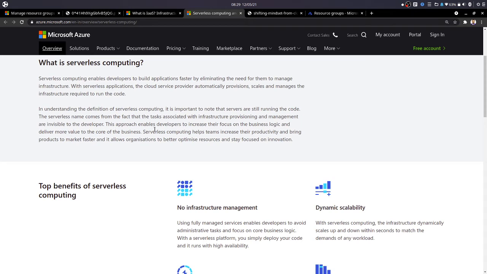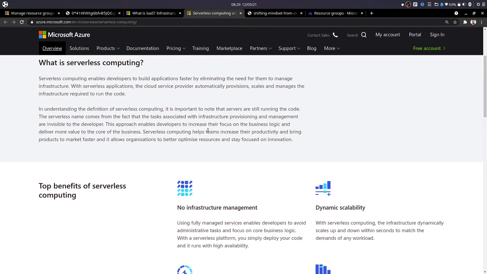This approach enables developers to increase their focus on the business logic and deliver more value to the core of the business. Once your attention shifts only to what you want to run, your code and your business logic, then you have more time to think about it. You don't have to think about infrastructure provisioning and management. In that scenario, it will be beneficial for your business, and it will help your business to scale.